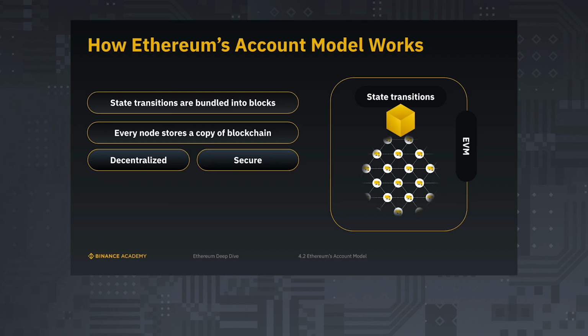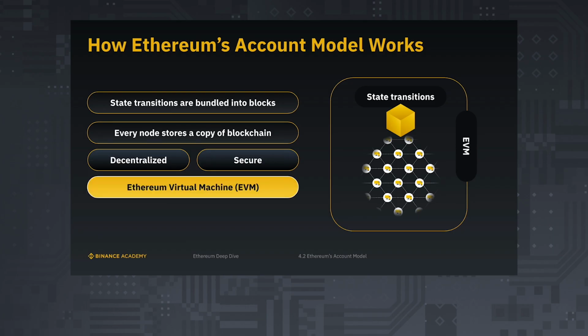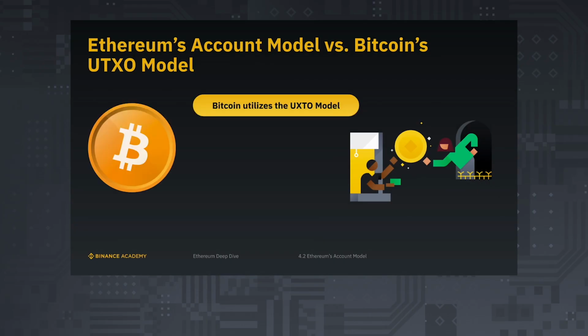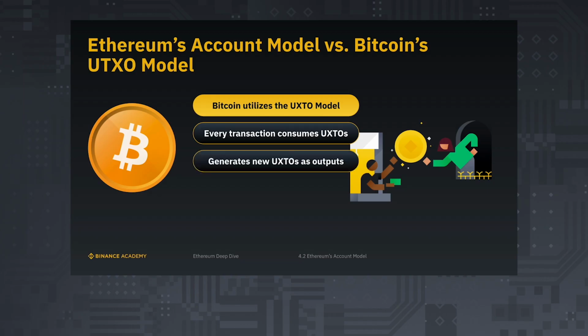Driving these operations is something called the Ethereum Virtual Machine, or EVM. You can think of it as a universal runtime compiler where all smart contracts are executed. On the other hand, Bitcoin utilizes the UTXO model. Every Bitcoin transaction consumes a certain number of UTXOs as inputs and generates new UTXOs as outputs. It's akin to spending cash and receiving change. The UTXOs, being immutable and indivisible, ensure transaction integrity.